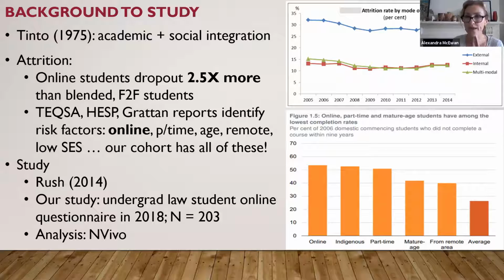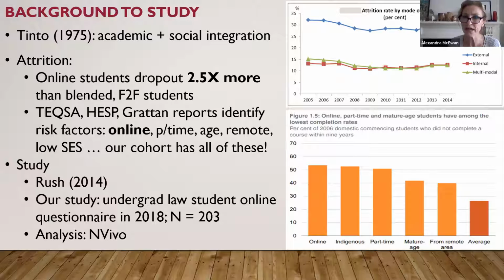where part-time and mature age were controlled against online study, what was found was that the mature age nature of the students and the part-time nature of the study accounted for a lot of that risk. And in fact, the online nature of study only increased that risk by around 2%.